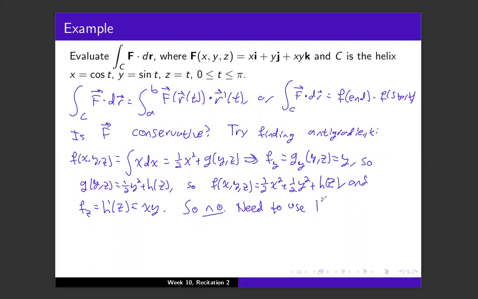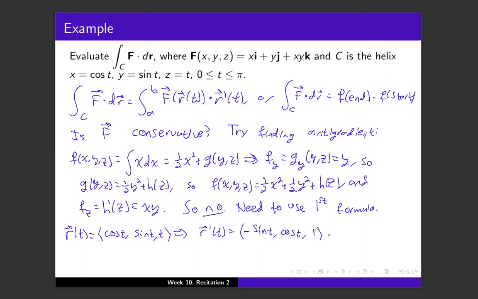So we need to use the first formula. Fortunately, in this case, that's not very difficult because most of the important stuff has already been given to us. We know that r of t is cosine t, sine t, t. So that tells us that r prime of t is negative sine of t, cosine of t, and 1.